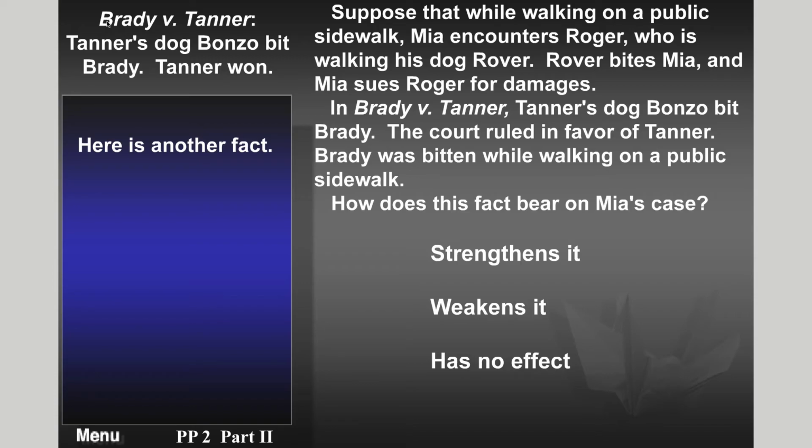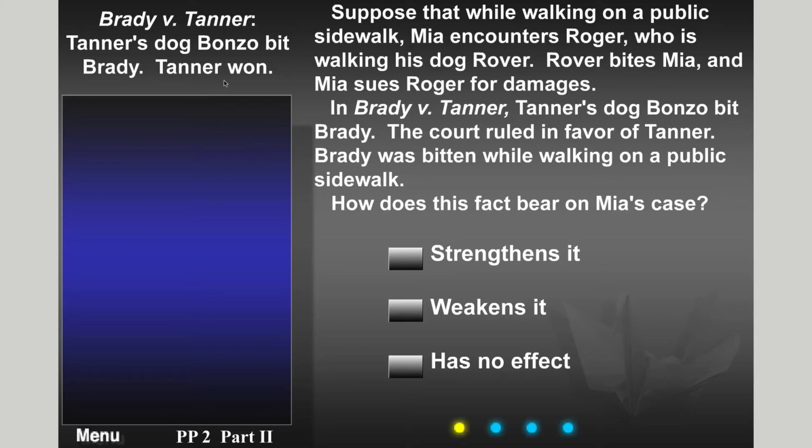So we get a second case. Brady versus Tanner. Tanner's dog Bonzo bit Brady. Tanner won. Okay, so we have a similar case. Somebody's bit. And Brady, who sues Tanner, wins, just as Mia is suing Roger. So we know the case already. In Brady versus Tanner, Tanner's dog Bonzo bit Brady. The court ruled in favor of Tanner.